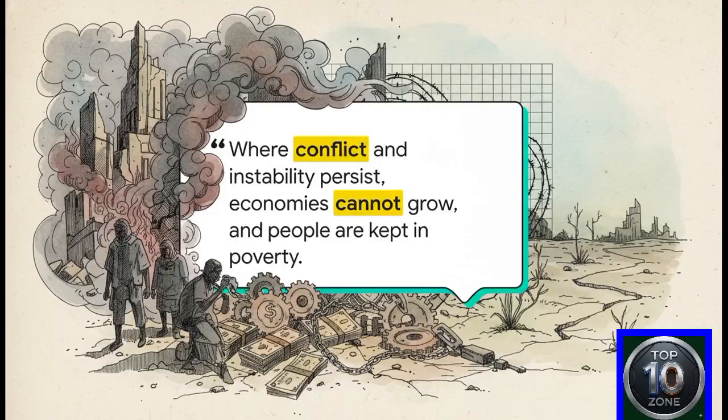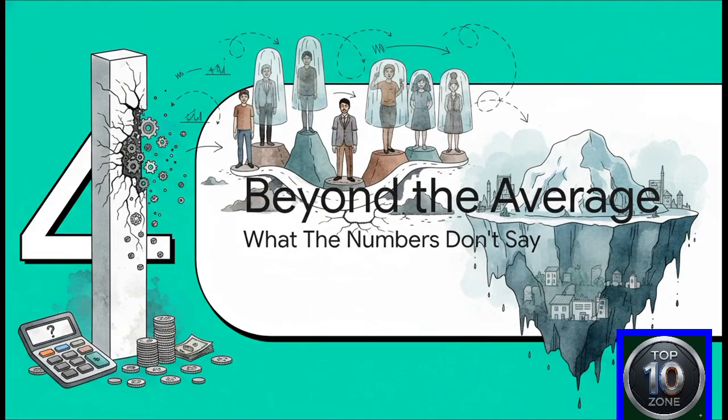So the takeaway here is that it's just unavoidable. The common thread linking these nations isn't their geography or their culture, it's conflict. Persistent instability creates an environment where economies are physically and socially unable to grow, and it traps entire populations in a vicious cycle of poverty. But this is where we need to stop and think a little more critically about the data itself. A single number, even one as useful as GDP per capita, can't possibly tell the whole story. So what are we not seeing?